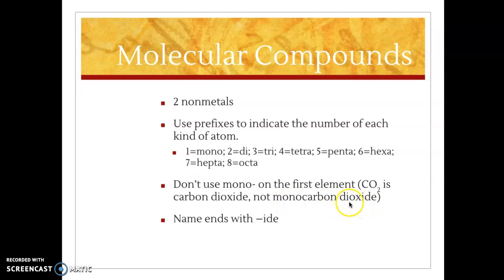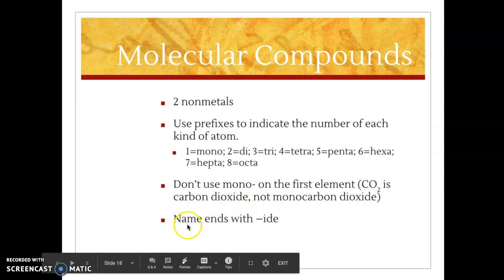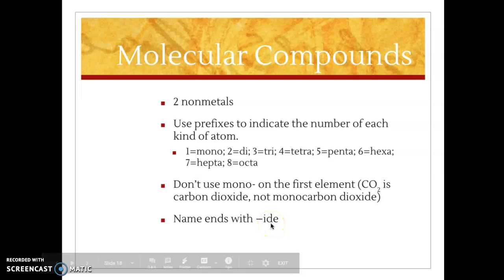But on the second element, we use a prefix no matter what, all right? And the other important thing is that the name ends with "ide", all right? So it's always going to be an "ide" ending. The first element in the name, we don't change that. You just keep that as the element name. But the second element is going to end with "ide", all right? So let's practice a little bit.